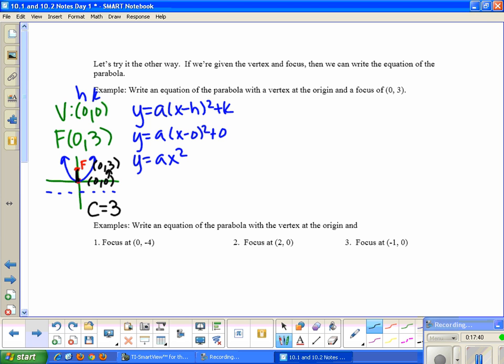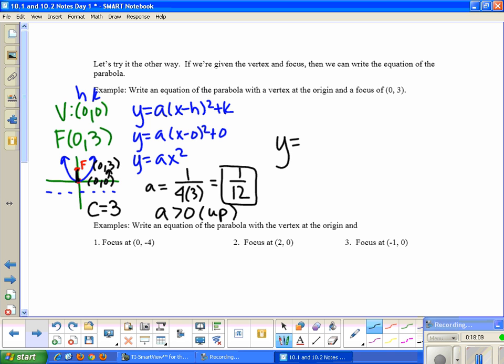So if my c value is equal to 3, then I can use the fact that the absolute value of a is equal to 1 over 4 times the absolute value of c, which is 3. So the absolute value of 3 is just 3. So that would mean my a value would be 1 over 12. But be very careful, because I know that a has to be greater than 0 because the graph opens upwards, so I'm going to leave this as a positive value. If my graph was opening downwards, I would have to change the a to be negative on my own. So y equals 1/12 x squared would be my equation.